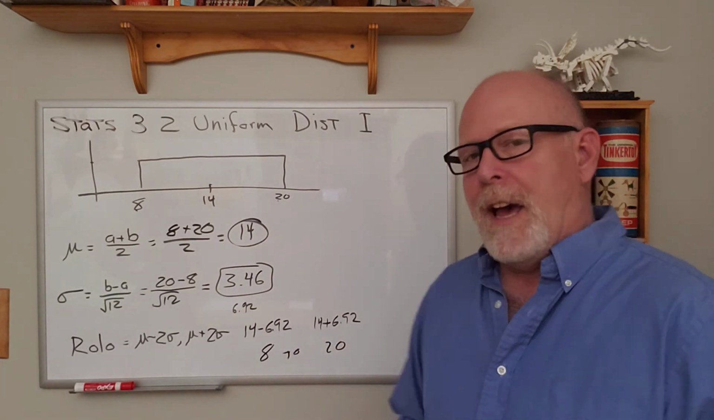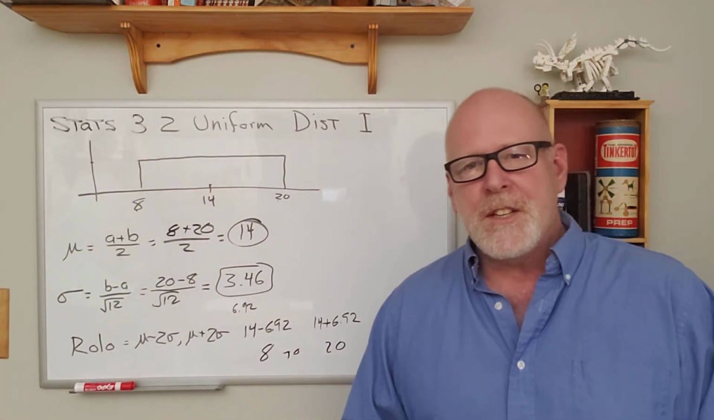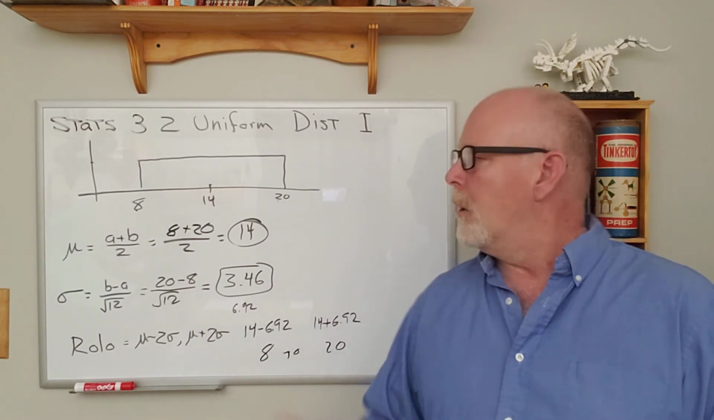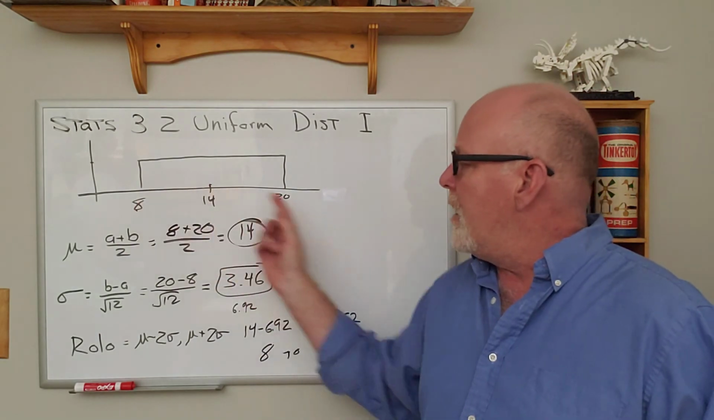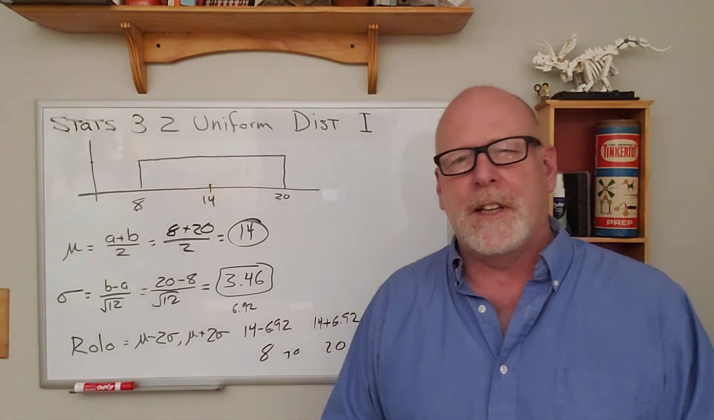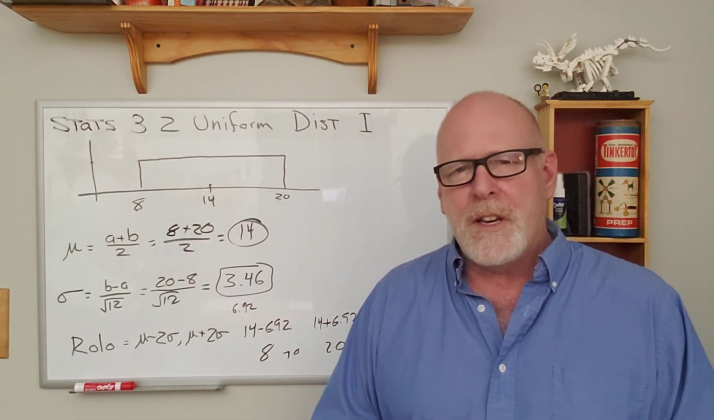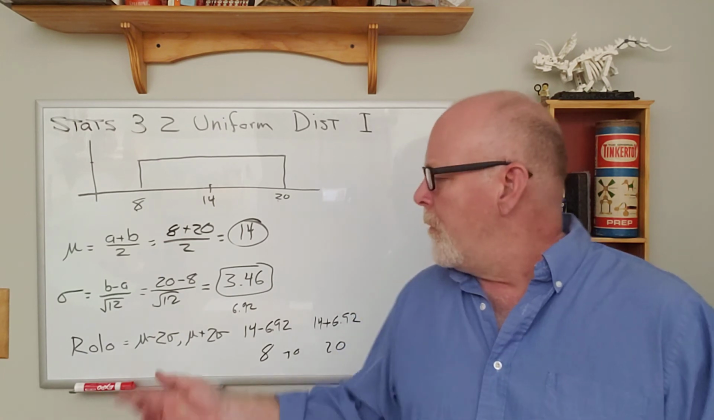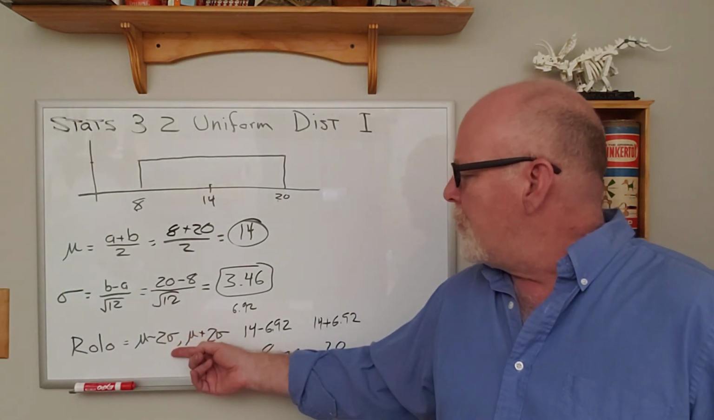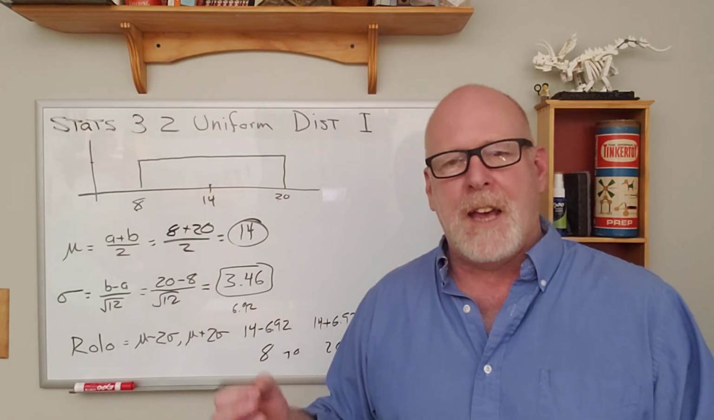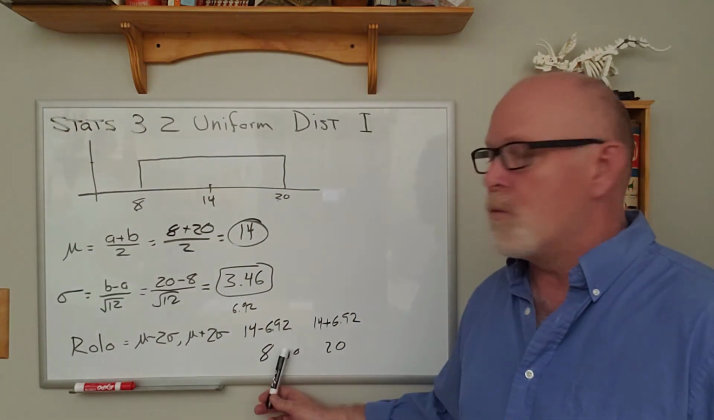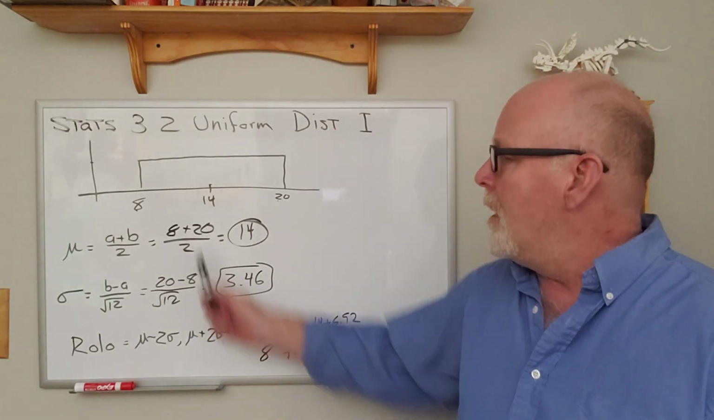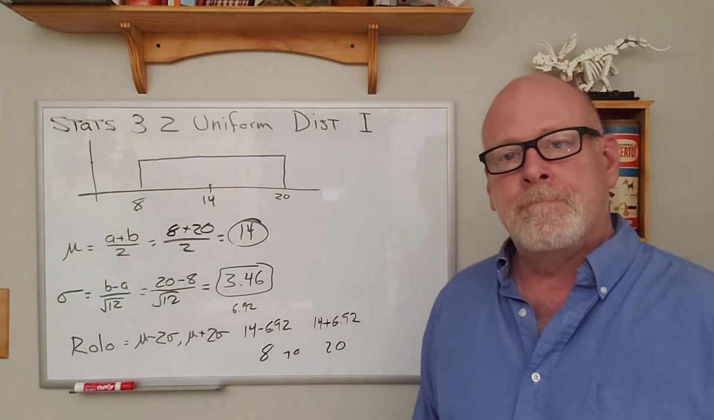Our range of likely outcomes here is just exactly the same as the entire distribution. If we're uniformly distributed between 8 and 20, and everything's equally likely, nothing's going to be unexpected, right? So our range of likely outcomes is just going to be everything, because everything is as likely as everything else. So you don't even have to calculate that. Just remember the range of likely outcomes is exactly this here.